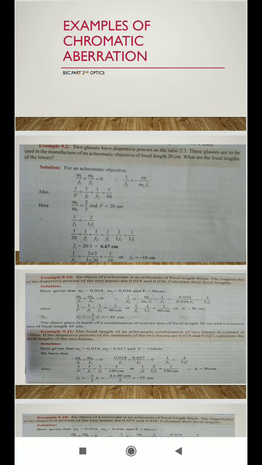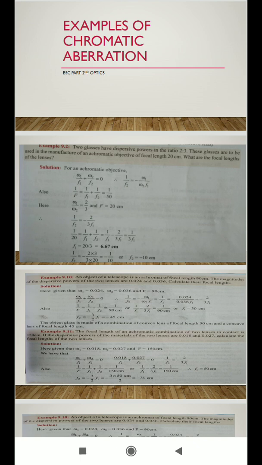Finally we get small f1 as 50 centimeter, and putting this value of f1 in the above equation, we find f2 equal to minus 3 upon 2 f1, which means minus 75 centimeter. In this case also f1 is positive and f2 is minus 75 centimeter. So in this case also the first lens is a convex lens and the second one is a concave lens.